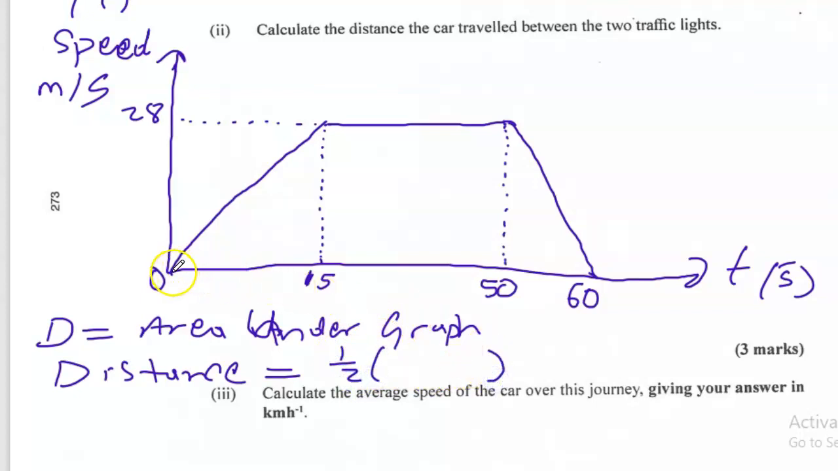So the parallel sides: 0 to 60, that's 60. And then 15 to 50, that's 35. So in the bracket you'll end up with 95. So half of 95, and the distance between these two parallel lines is 28. So half times 95 times 28 should give us 1330 meters.